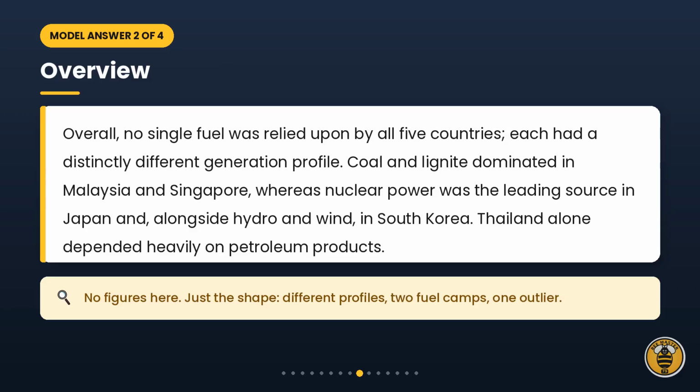Now the overview. Overall, no single fuel was relied upon by all 5 countries. Each had a distinctly different generation profile. Coal and lignite dominated in Malaysia and Singapore, whereas nuclear power was the leading source in Japan and, alongside hydro and wind, in South Korea. Thailand alone depended heavily on petroleum products.